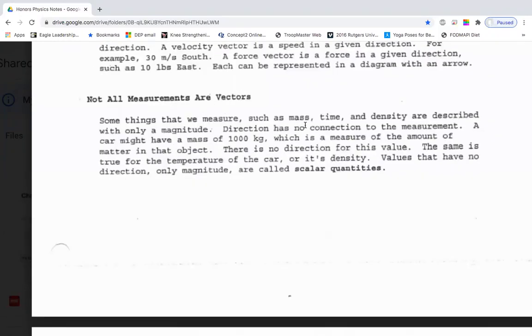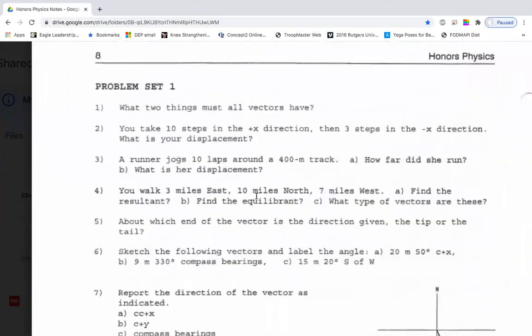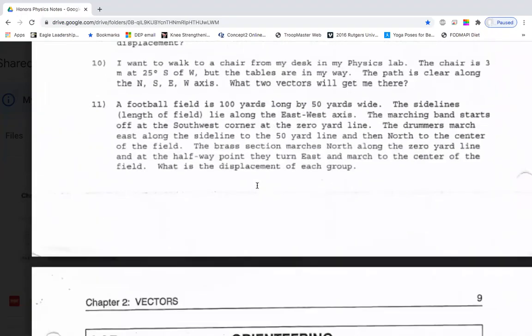Now, not all measurements are vectors. For example, mass, time, density, they're only described with a magnitude. We would call those quantities scalar quantities. Oh, look at this, a problem set. And the answers are in the back of the chapter.